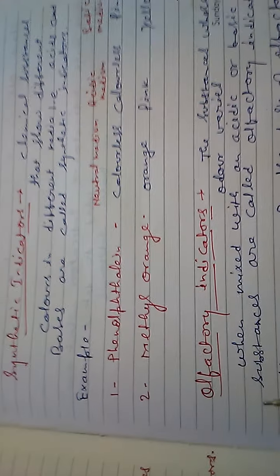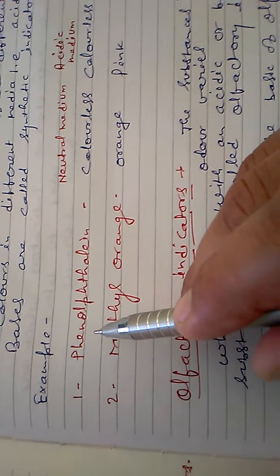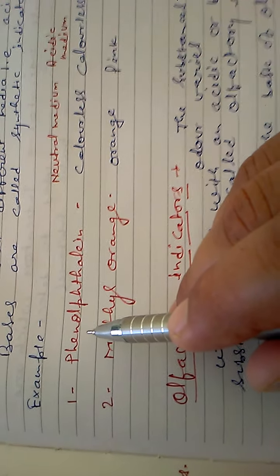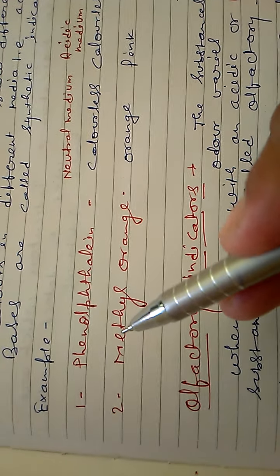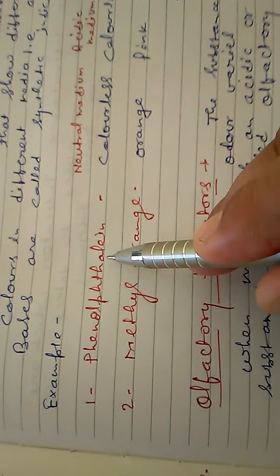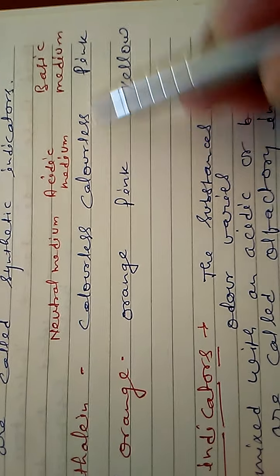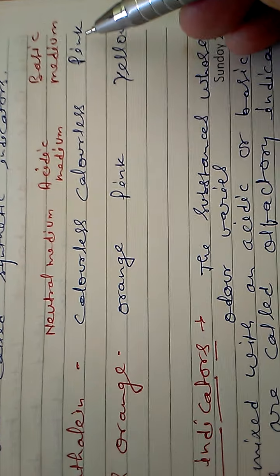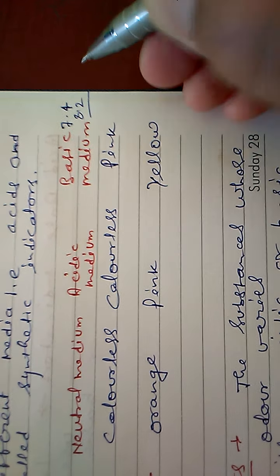Here are the two important synthetic indicators. The first one is phenolphthalein. It is very important to remember the spelling of phenolphthalein. Generally, it is asked by teachers during practical examination viva. So the correct spelling is phenolphthalein. Its color in neutral medium is colorless, acidic medium also colorless, basic medium pink. And generally its color is pink, approximately in the 7.4 to 8.2 pH range.